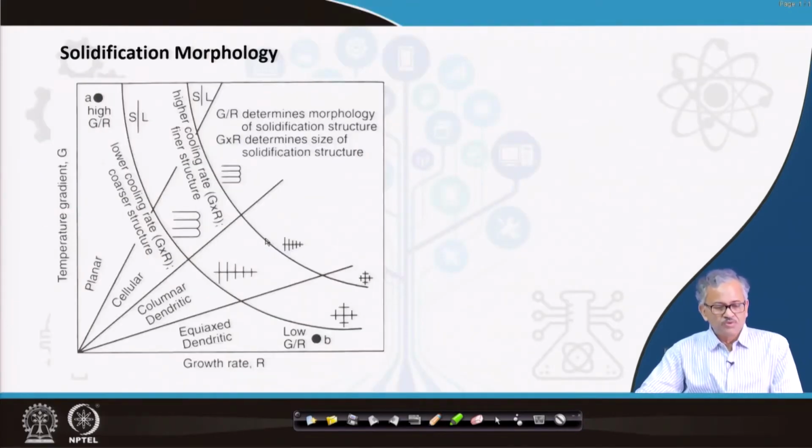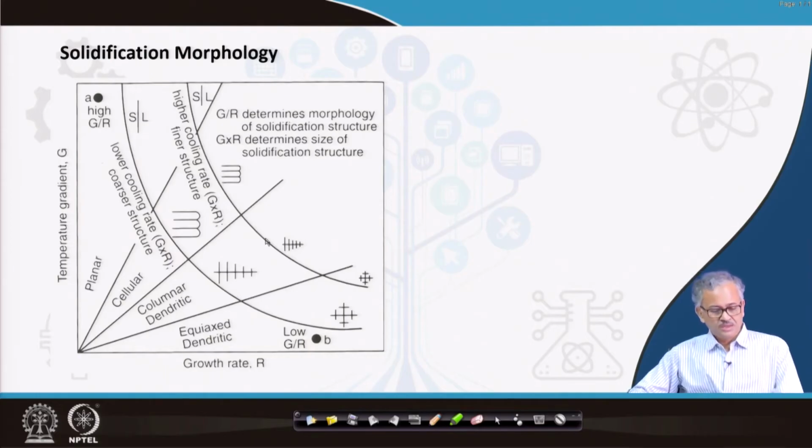Now, solidification morphology. Solidification morphology, as we understand, means whether it is planar solidification, cellular solidification, columnar dendritic or equiaxed dendritic. This type of morphology of solidification structure can be mapped in a two-dimensional domain of thermal gradient and solidification rate. We can map all this morphology.